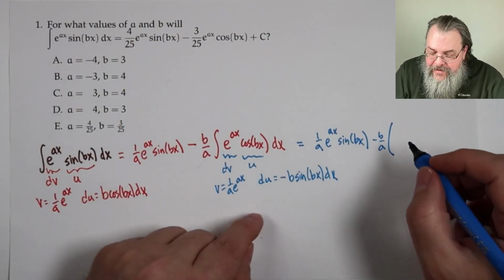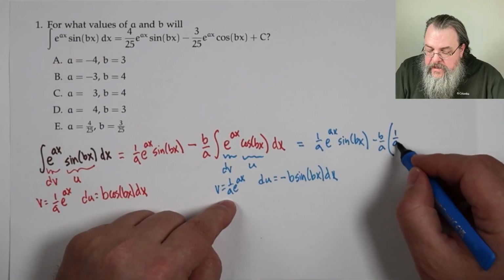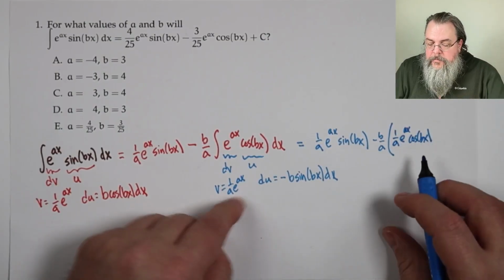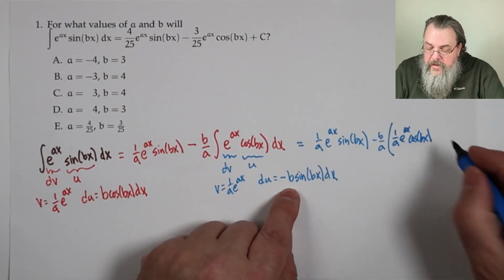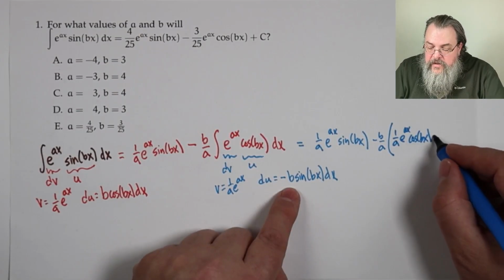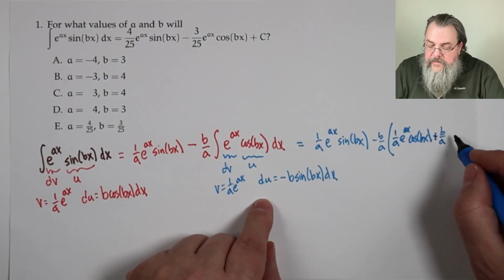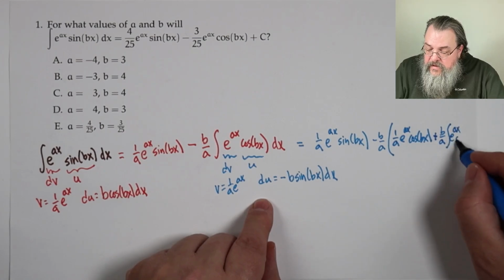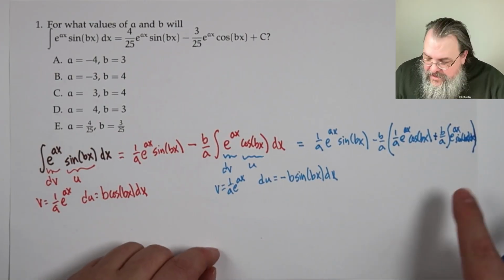Okay, in parentheses, we have our uv, so that's 1 over a e to the ax cosine bx minus the integral of v du. Now notice there's a minus here, so minus minus makes a plus. We can pull out a b over a again, and then we have the integral of e to the ax sine of bx dx. Oh, I'm barely fitting on the page, but there we go. All right, I barely squeezed it in.